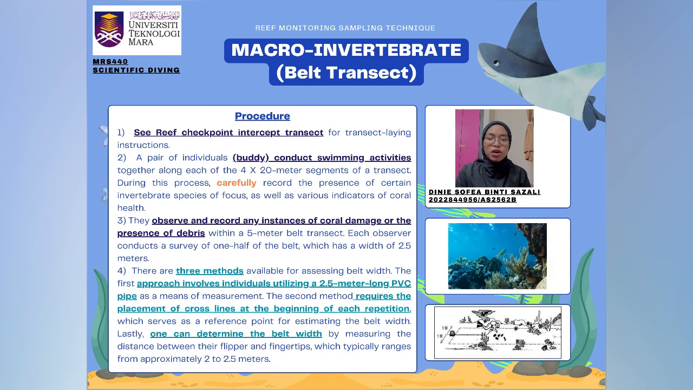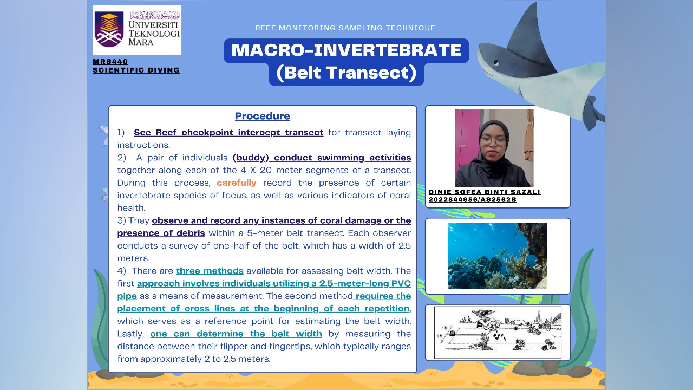The procedure. First thing, see reef check intercept transect for transect laying instruction. Second, a pair of individuals or buddies conduct swimming activities together along each of the 4 x 20 meter segments of a transect. During this process, carefully record the presence of certain invertebrate species of focus as well as various indicators of coral health. Third, they observe and record any instance of coral damage or the presence of debris within a 5 meter belt transect. Each observer conducts a survey of one half of the belt, which has a width of 2.5 meters.